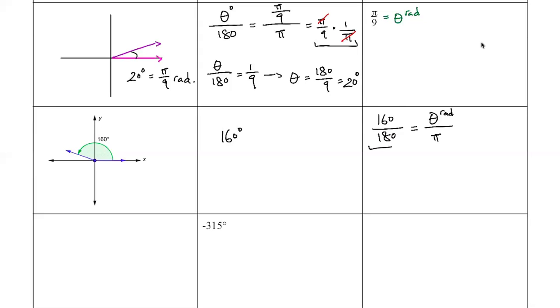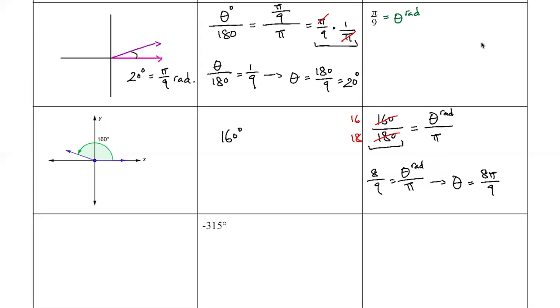All right, let's take a look at this fraction right here, and let's reduce it. When we reduce 160 and 180, what do we get? 8/9, okay. So I kind of like to take it step by step. I could reduce this to 16 over 18, and then I notice they both are divisible by 2, and then I'll get to 8/9. So I get 8 over 9 equals theta radians over pi. Okay. And then what's my last step to get the theta radians by itself? Multiply by pi. Good. So theta equals 8 pi over 9.